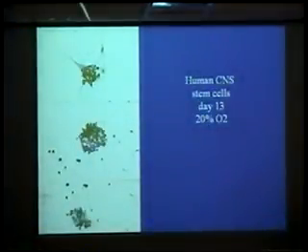We did parallel work in human CNS stem cells that were derived from a company, Clonetics.